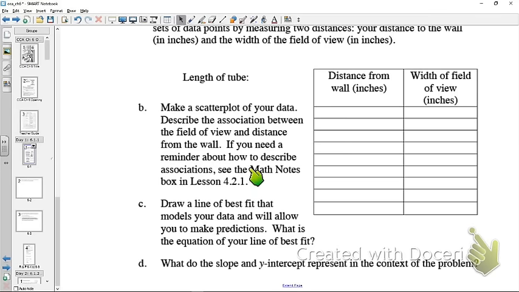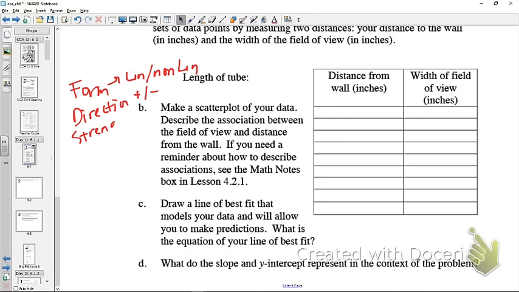Okay, if you need to describe association, let's just review association real quick. Let me put the data back up. Oh, too bad. Too late. Association, you're going to talk about form. So form is going to be, is it going to be linear, nonlinear? Then you've got direction, so positive, negative. Then you've got strength, strong, weak, moderate. And then you've got outliers.